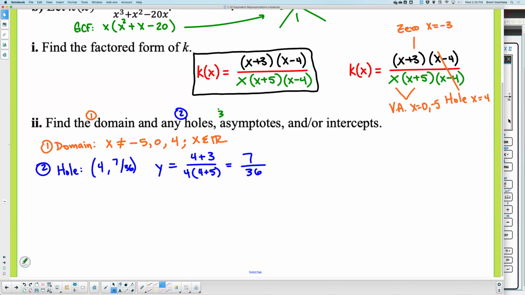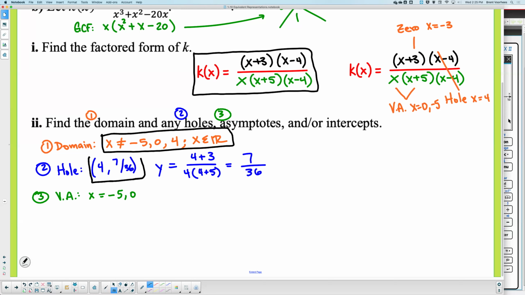Asymptotes. We have 2 vertical asymptotes there at x equals, I'm going to go in numerical order this time, -5 and 0. I need to be boxing these up as I go to make it clear what my answers actually are. Those are my vertical asymptotes.